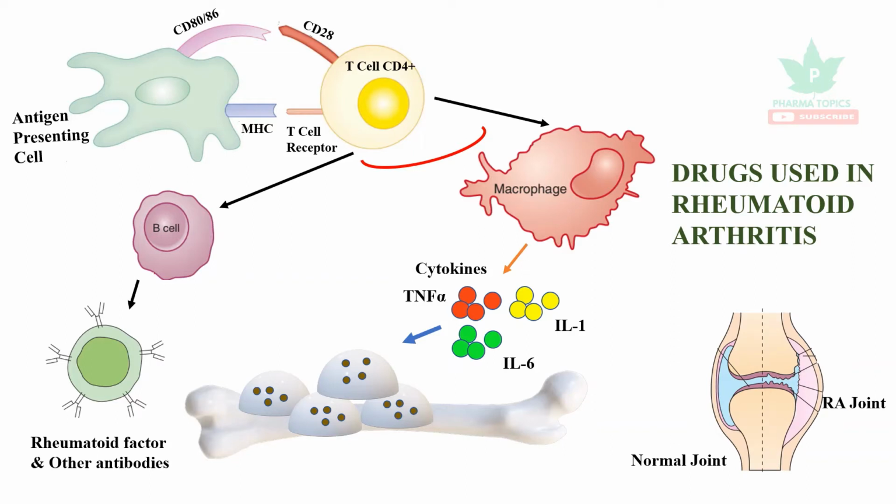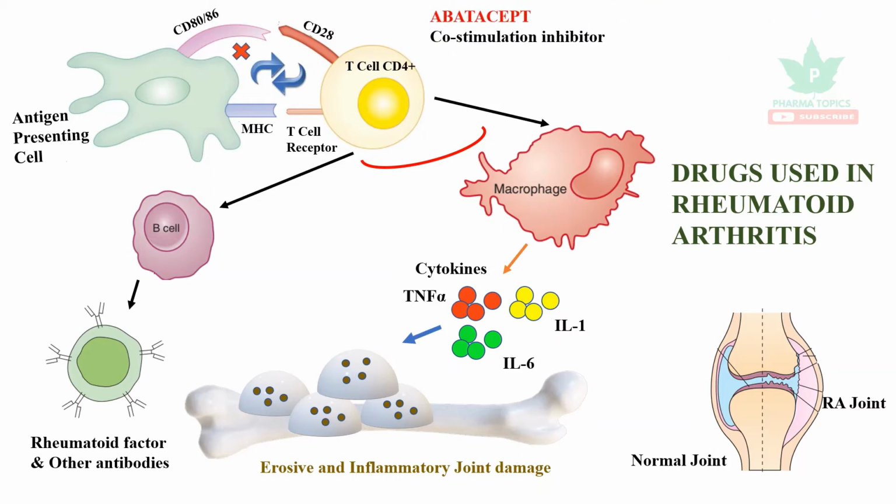So the normal joint gets inflamed and creates irreparable or irreversible damage called rheumatoid arthritis joint. So it leads to erosive and inflammatory joint damage. Let us see the drugs in this case.